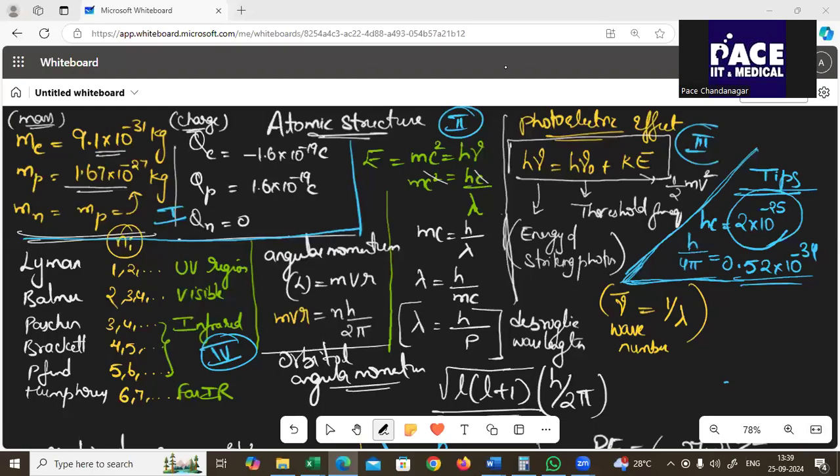Hi everyone, let's start with atomic structure today. This is the most important chapter for your MSET, JEE, NEET, everything. At least a couple of questions are expected, definitely. So be very careful doing these formulae first.